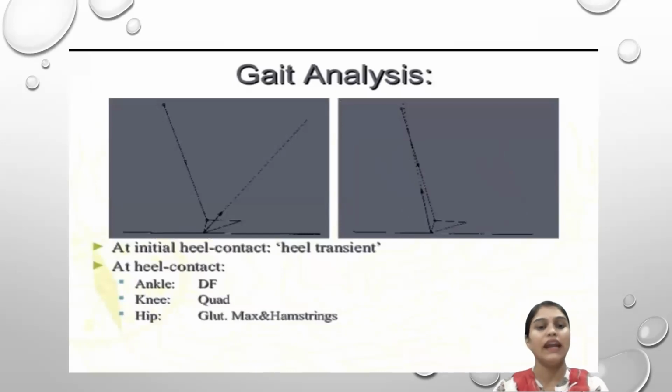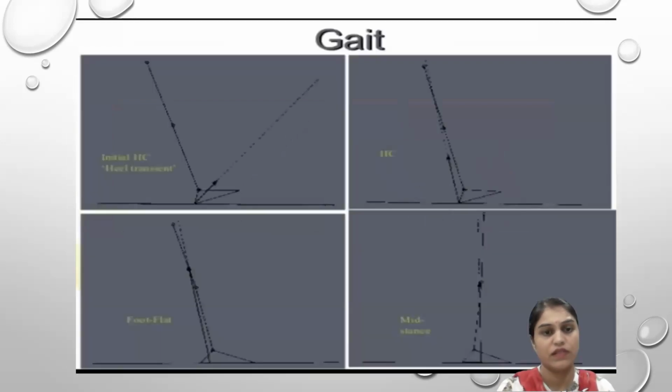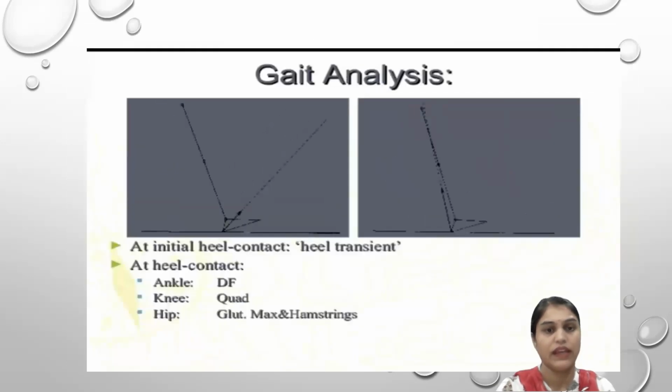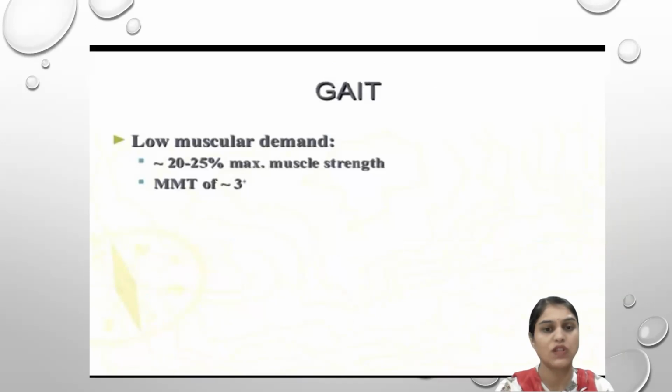Gait analysis. At initial heel contact, there is a heel transient. At heel contact, the ankle dorsiflexors, knee quadriceps, and hip gluteus maximus and hamstrings are active. Gait has low muscular demand.